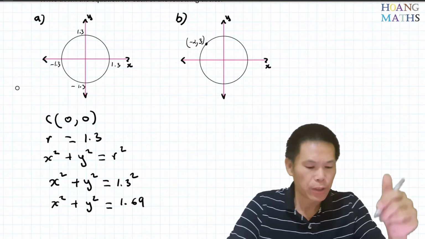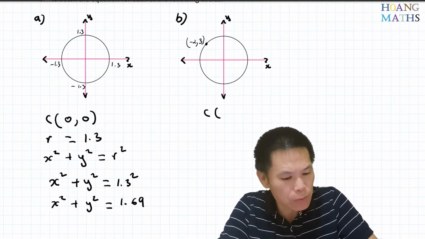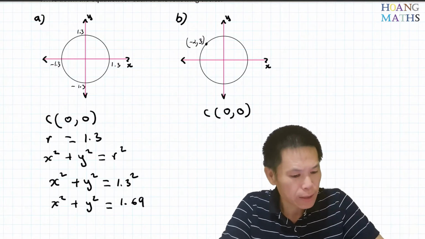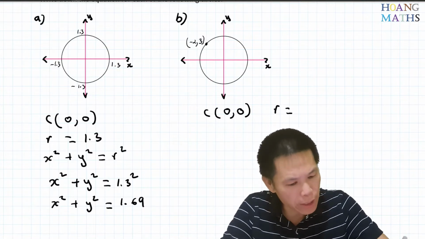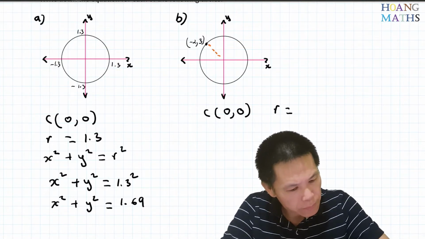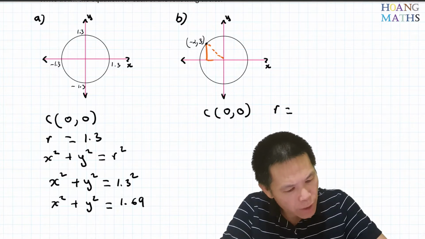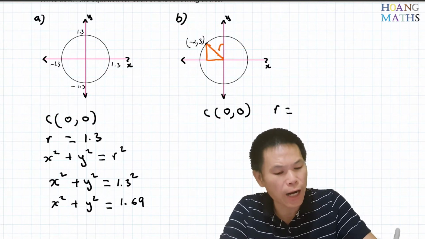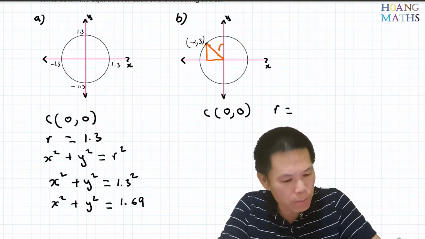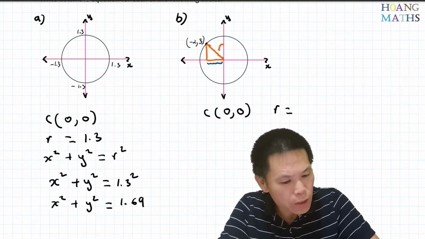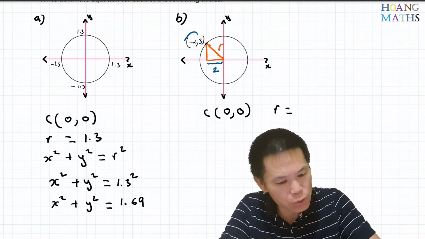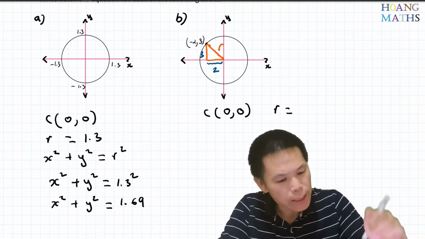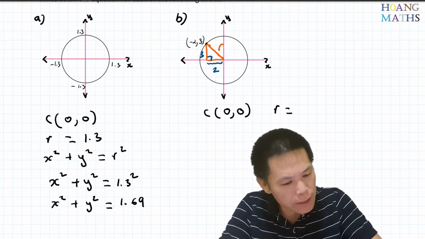Now, the second one. First of all, we know the center of this one is 0, 0. To find the radius, if we connect this point, we know that this is a right angle triangle. All we need to do now is find R, the radius. From here to here the distance is 2, that's the X value, and the Y value is 3. The radius is the hypotenuse.